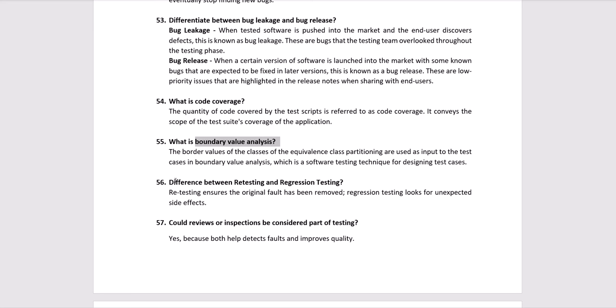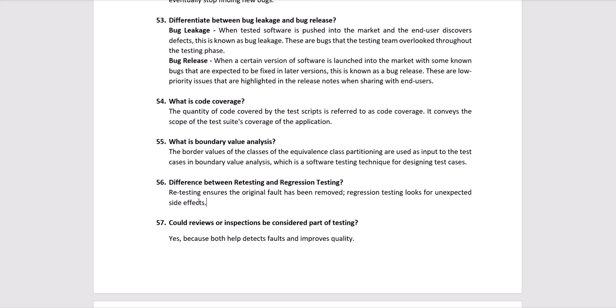The 56th question is the difference between retesting and regression testing. Very common and very usually asked by interviewers in the interview. Very basic question this is. Retesting ensures the original fault has been removed. If we have found any defects, logged that defect, and the developer has fixed that defect, then while rechecking the fixed defects, we are doing the retesting. This is nothing but retesting.